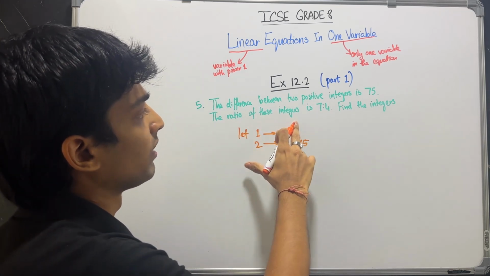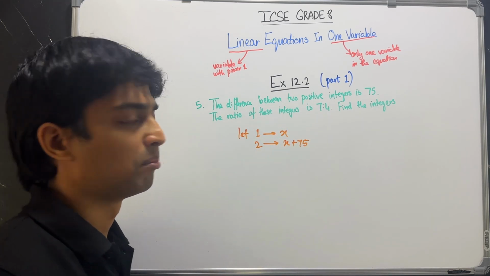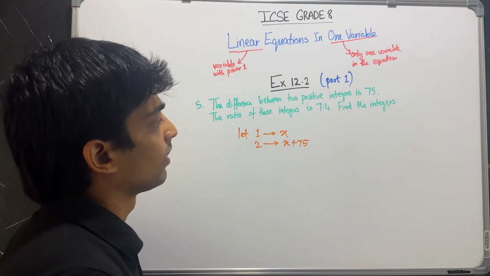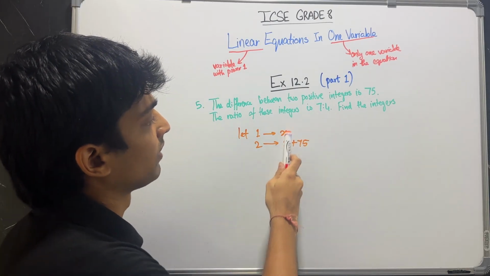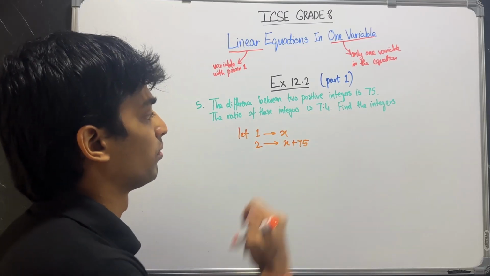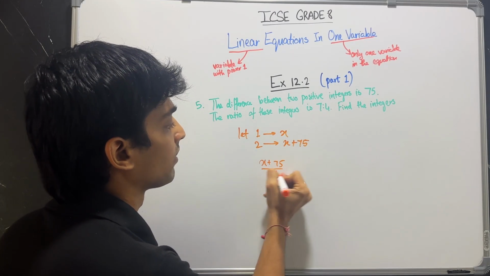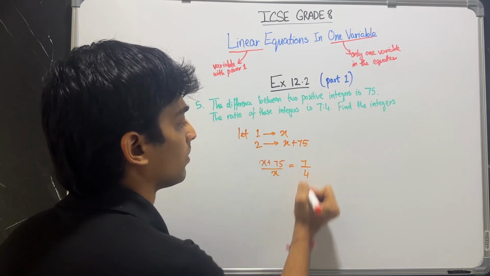The ratio of these integers is 7:4. So the ratio of this is 7:4. But we have to keep in mind, the bigger number will come first, then the smaller number in the fraction, because 7 is first, then 4. So at the top we'll write x plus 75 upon x equal to 7:4.